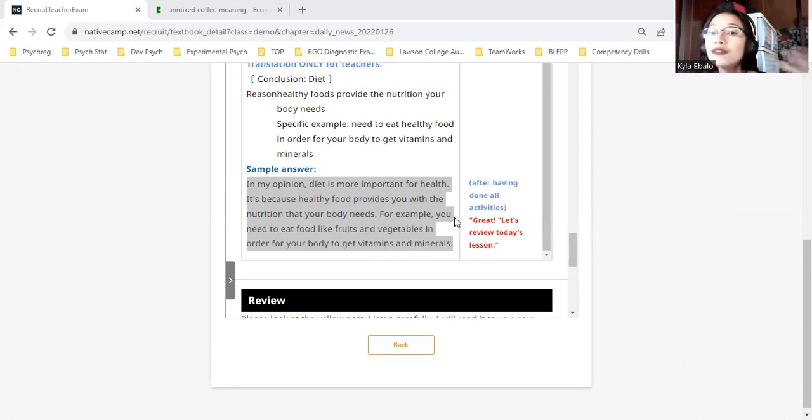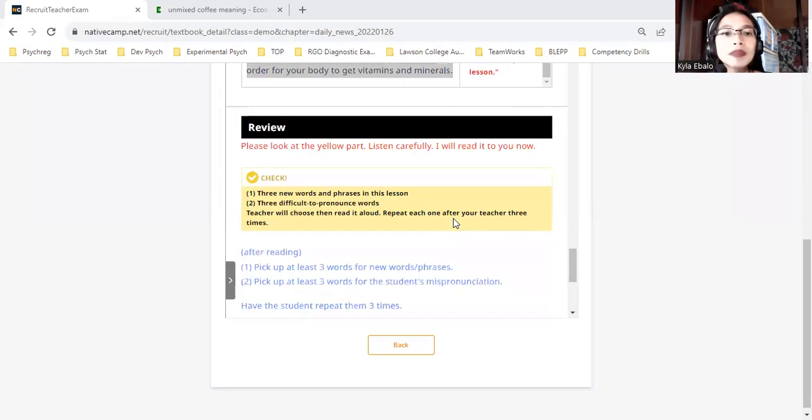Great. So let's review today's lesson. Please look at the yellow part. Listen carefully. I will read it to you now. Check. Number 1. 3 new words and phrases in this lesson. Number 2. 3 difficult to pronounce words. Teacher will choose, then read it aloud. Repeat each one after your teacher 3 times. All right, are you ready?